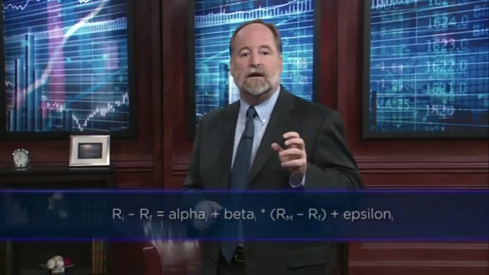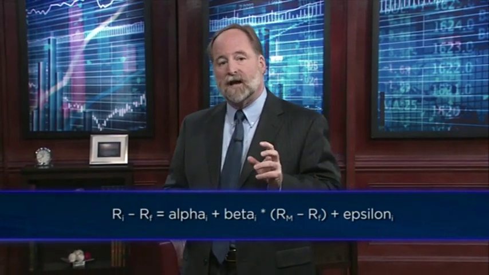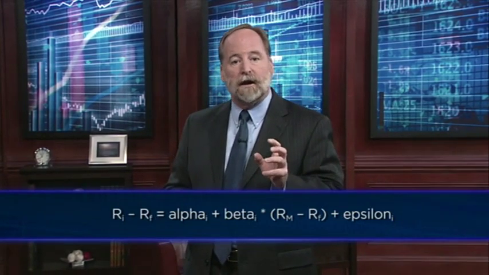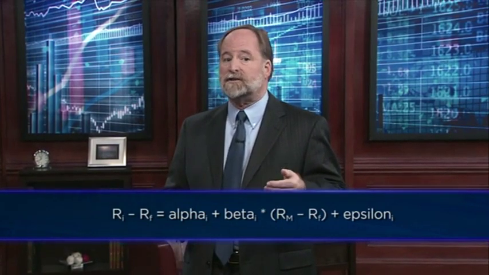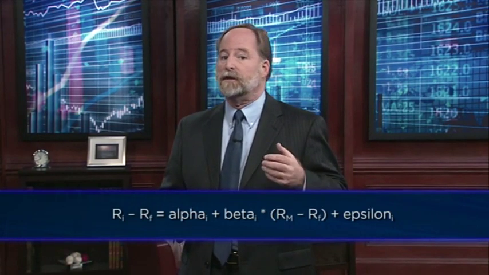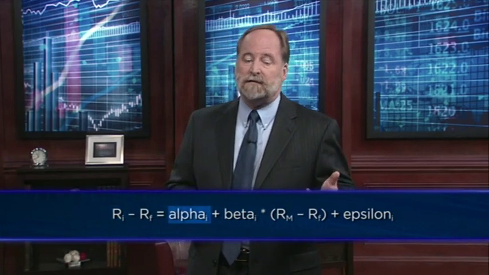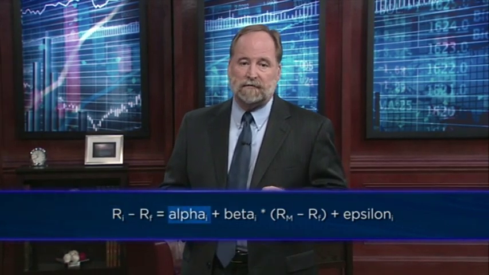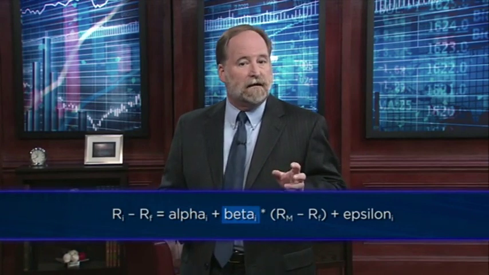Remember that the data generating process for the security is R sub i minus RF is equal to alpha i plus beta i times the return on the market RM minus RF plus epsilon. Based on this expression, we can calculate the variance of the return on this security. There are only two sources of variation in R sub i. Alpha is a constant by definition, so it doesn't vary. Since beta is a parameter, it presumably doesn't vary either.